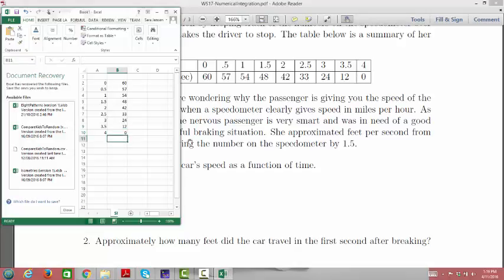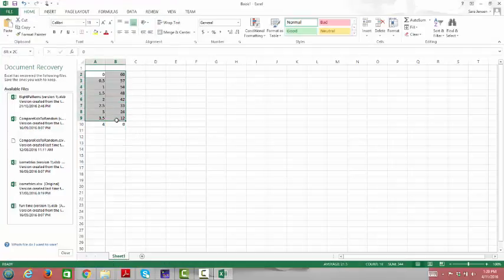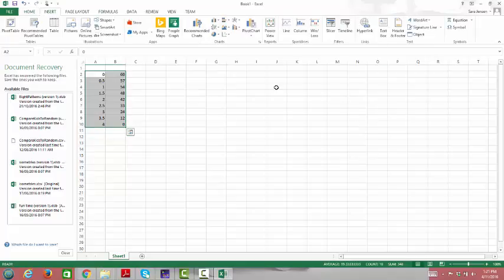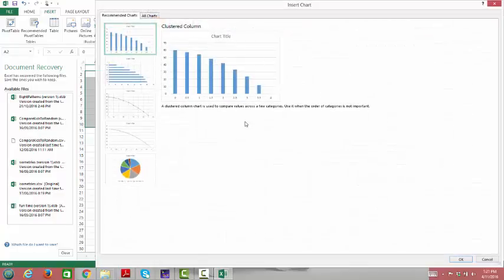Finally, I'm going to stop. So I've taken this table from the worksheet and I've entered it into Excel, make Excel larger. Now, I can tell Excel to graph that for me. So let's go to Insert, and let's click on Recommended Charts.